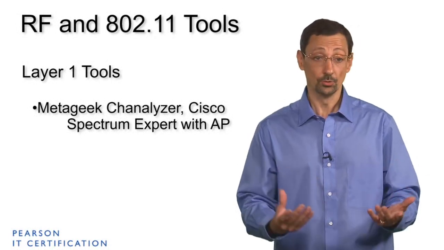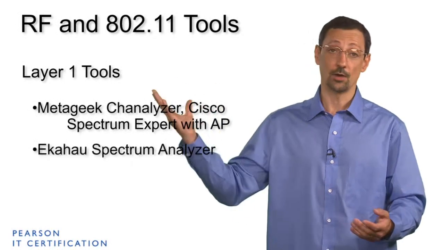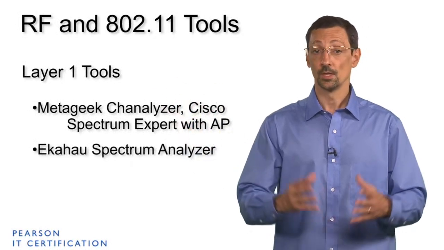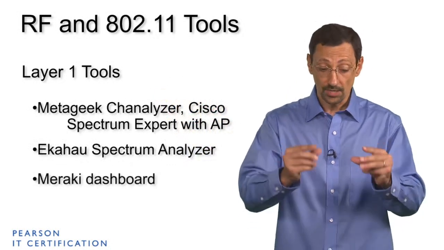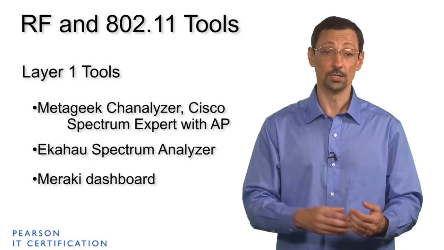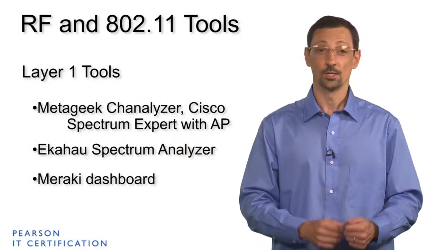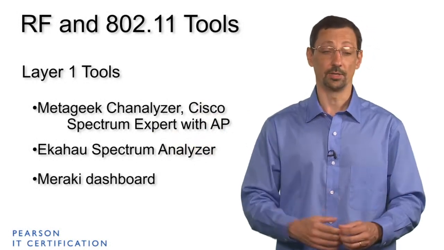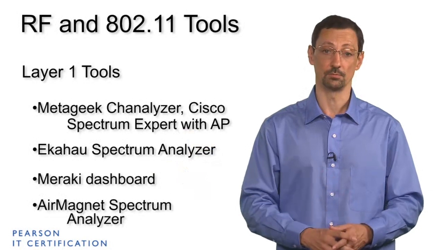There are also some other tools that do the same type of traffic analysis. One of them is Ekahau Spectrum Analyzer. Some other tools like Cisco Meraki also have some capability to display the RF environment. And this is something you can see directly from the Meraki dashboard if you have a Meraki access point system. Some other professional tools, like for example AirMagnet, also have a spectrum analyzer type of functionality.